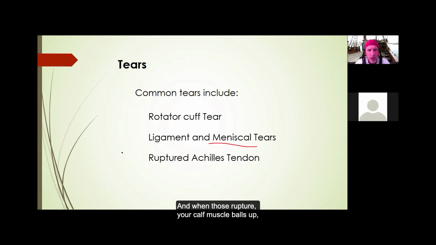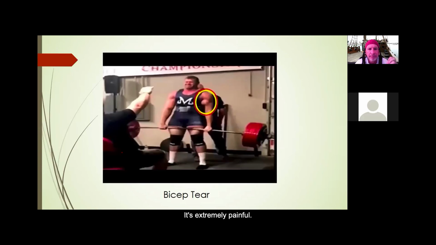And when those rupture, your calf muscle balls up and it's extreme. I've had tendonitis of the Achilles before. It's extremely painful. Here is the example of a bicep tear. His tendon tore right here, and his bicep just rolled up in his arm. I love that picture. Ouch.